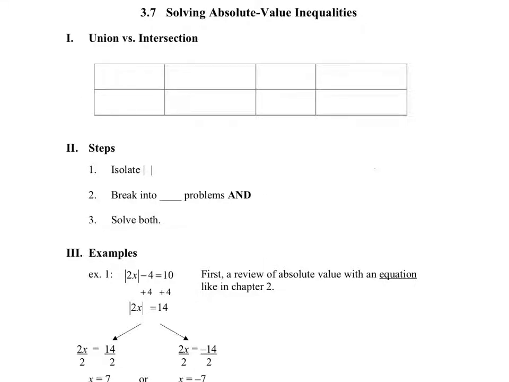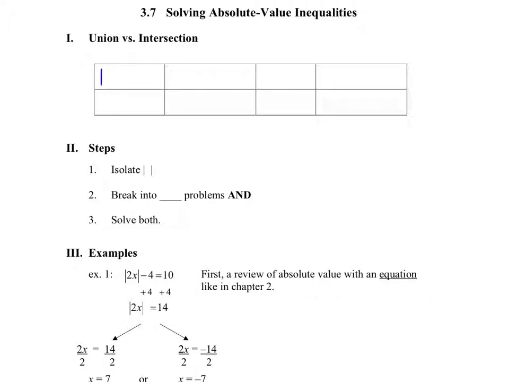So 3.7 ties into what we did in 3.6 in part. So I have this union versus intersection. I used to do this at the end, but I found it works a little better to flip it at the beginning. So I'm going to fill in this chart. It's not going to make a ton of sense until we actually start doing some examples, but I found it makes more sense to put the chart at the beginning.